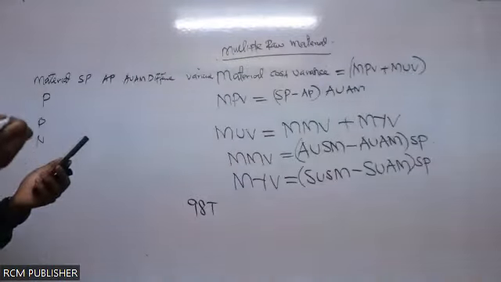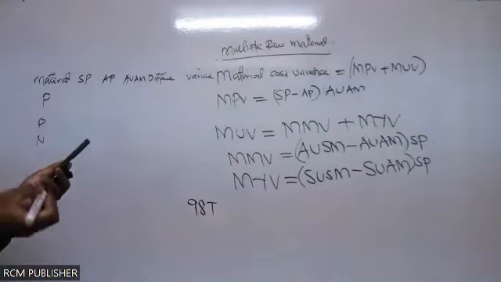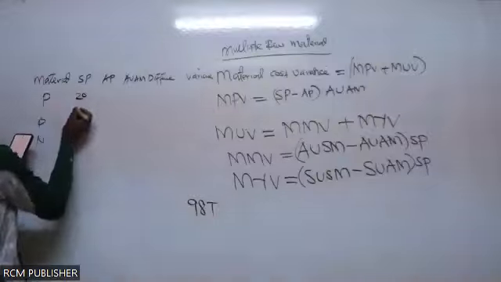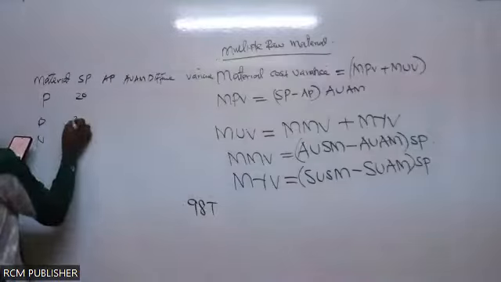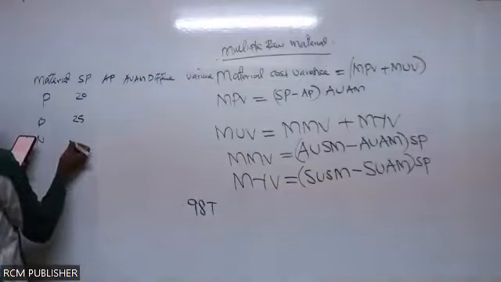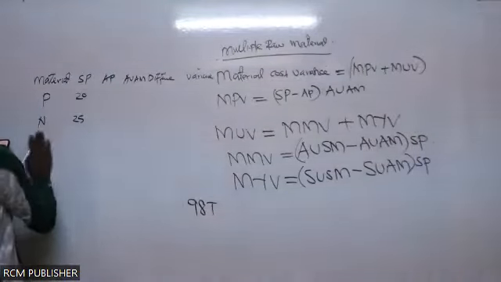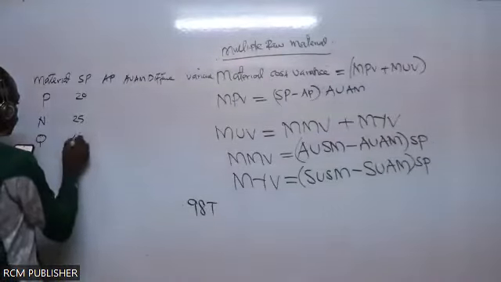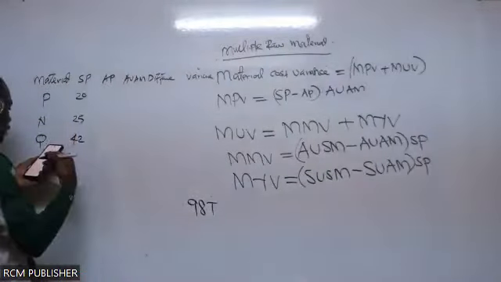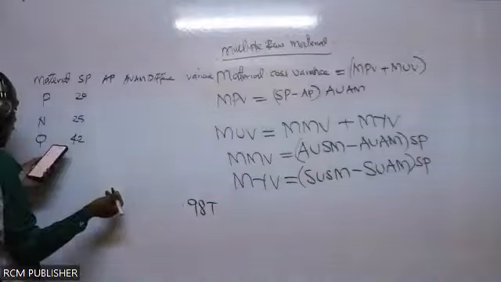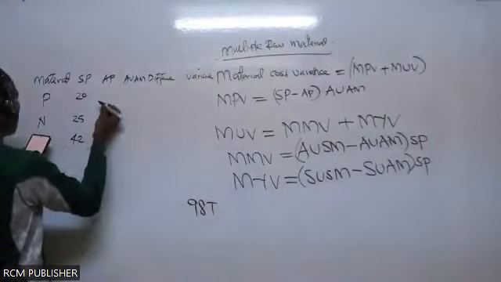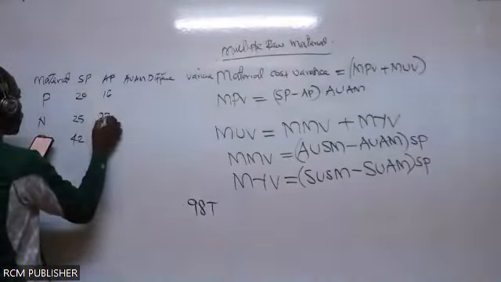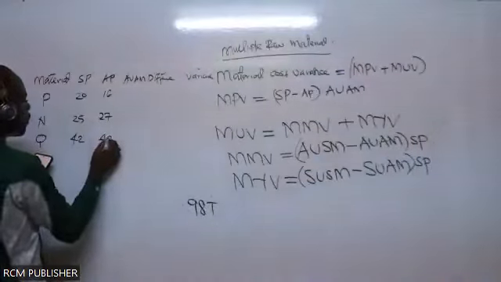First table, standard: we have ingredients or inputs, standard proportion, then standard cost. For P we have 20, for N we have 25, and for Q we have 42. That is the standard. If I move down, I see the actual. The actual price for P is 16, 27 for N and 48 for Q.